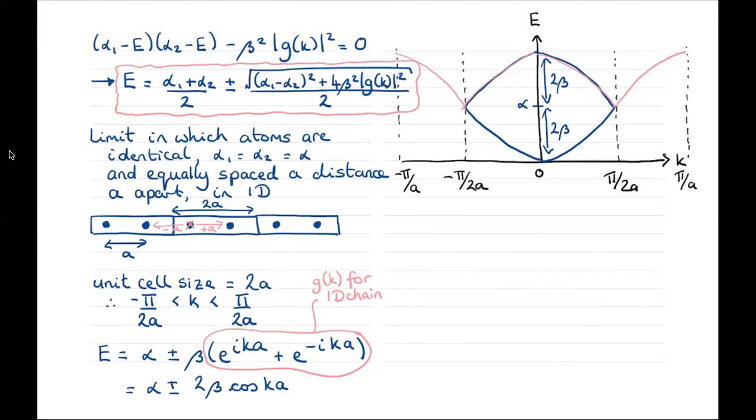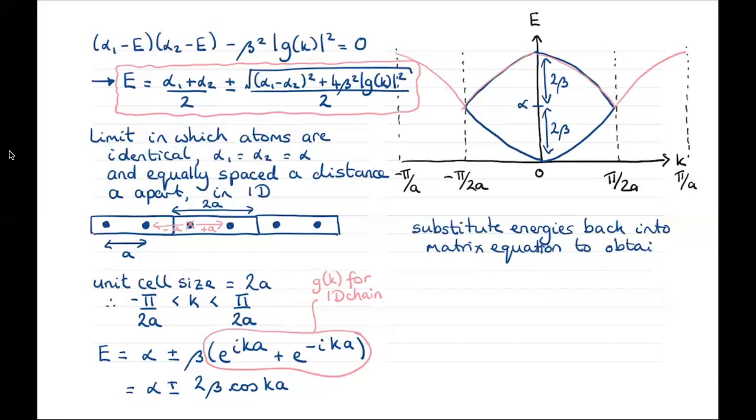If we want to obtain the coefficients, we can substitute the energies back into the matrix equation to obtain C1 and C2. We'd have to substitute the energy at a particular k, and then we could solve and get C1 and C2 at that k.